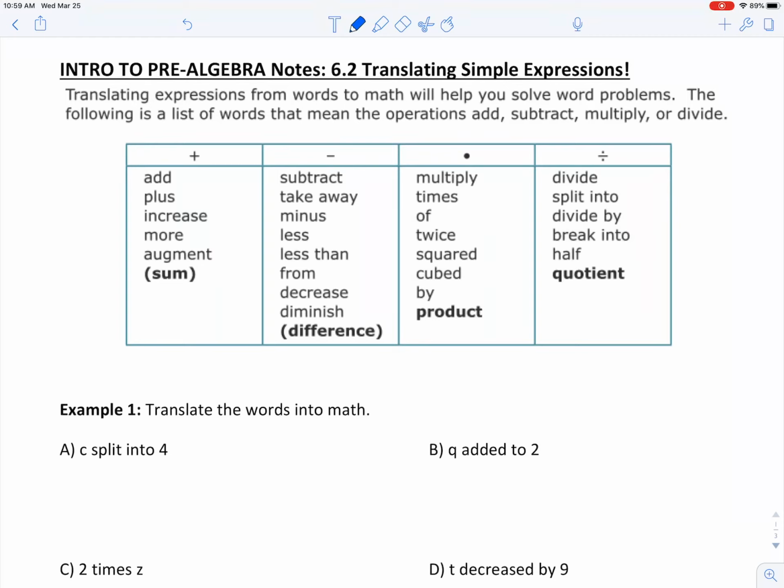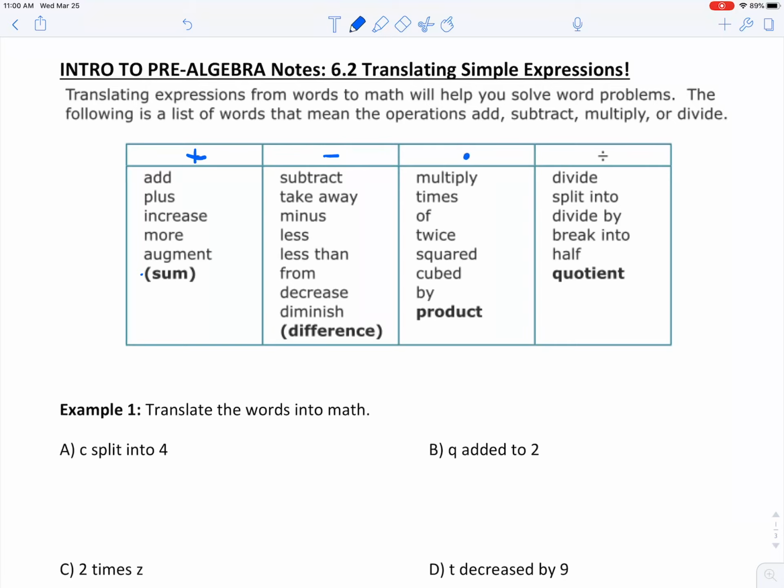So looking at this box in the addition, we have the words add, plus, increase, more, augment, and sum. All of those words mean to add. We'll specifically talk more about sum when we get to the back side of this note sheet. So coming back to that word. The words that mean subtract are take away, minus, less, less than, from, decrease, diminish, and difference.